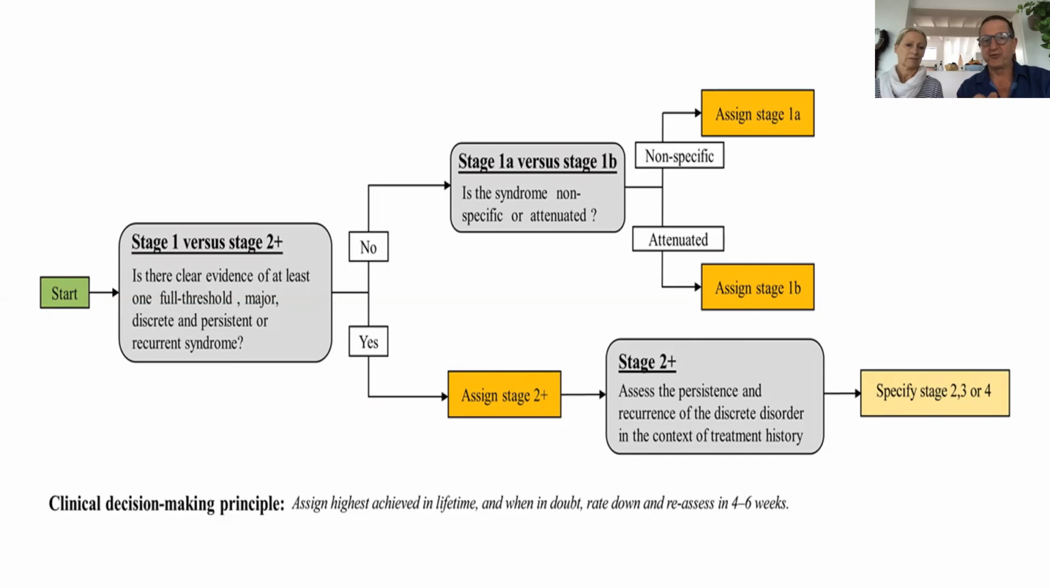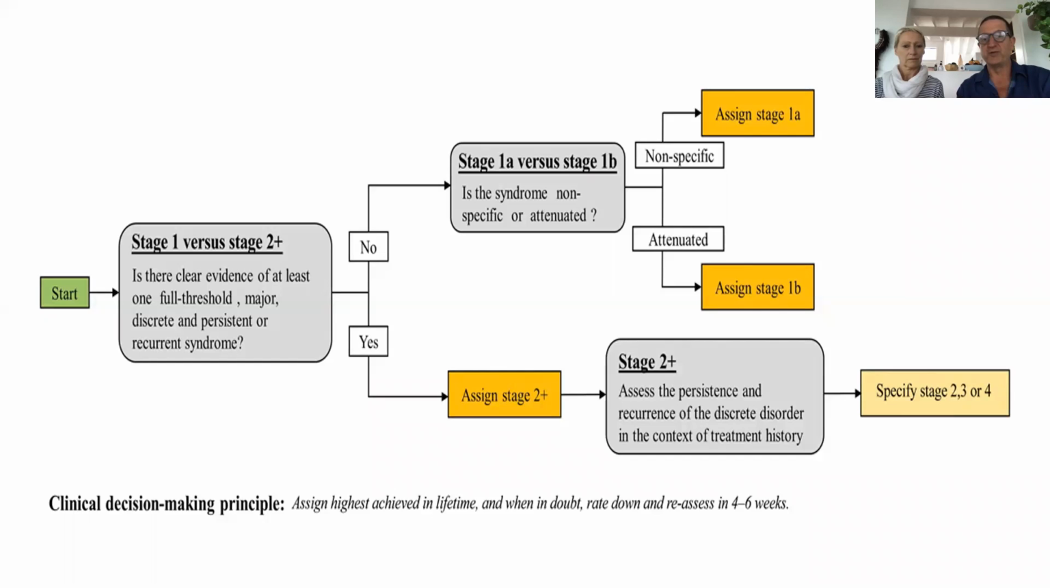The key first decision is whether the person has already reached stage 2, which is a full threshold major discrete mood or psychotic syndrome. If not, then they're in stage 1. Within stage 1, if they're at an early stage and it's rather non-specific, then they're at stage 1A. If they've developed some specific features of a major syndrome and it is more severe, impacting on their life and causing more dysfunction, then it's stage 1B. And the great majority of what we see fits into those 3 stages.